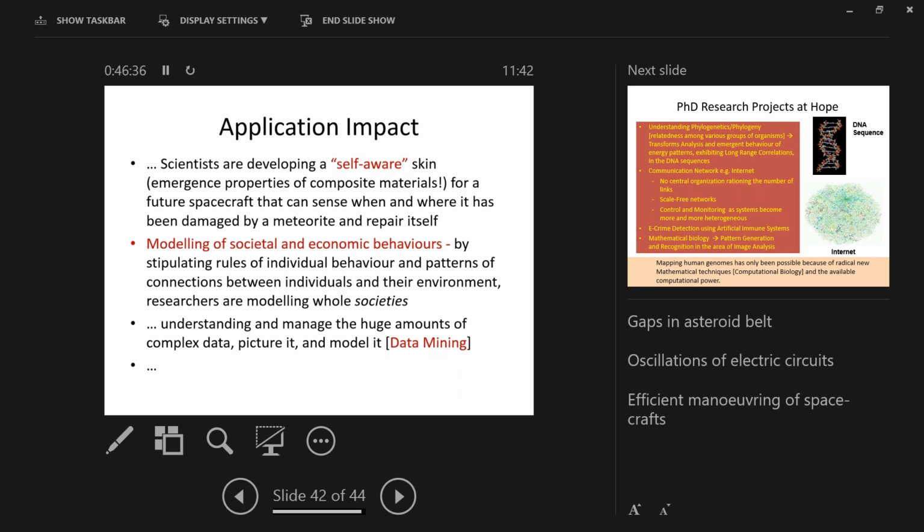Understanding and managing the huge amounts of complex data, picture it, model it, that's the whole area of data mining or data science. Again, equally applicable to biosciences.